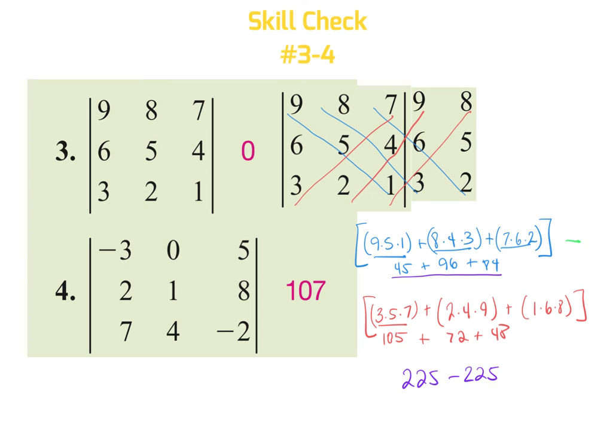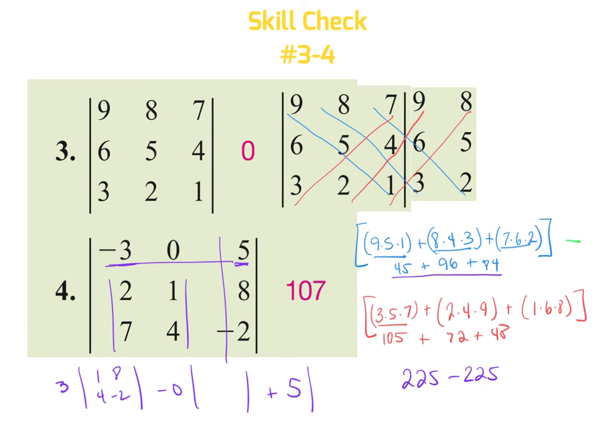This is the second way. You're going to take the -3 and do the 2 by 2 for this guy. So you're going to do the 2 by 2 for the 1, 8, 4, -2. And then you have -0. It actually doesn't matter what's in there because the next guy is a 0. So you can just ignore that middle one. This is actually how I would do this one because of that 0. And then plus you have the 5, and you're going to multiply it by the 2 by 2 that's left over when you get rid of the row and column of the 5, which is 2174.